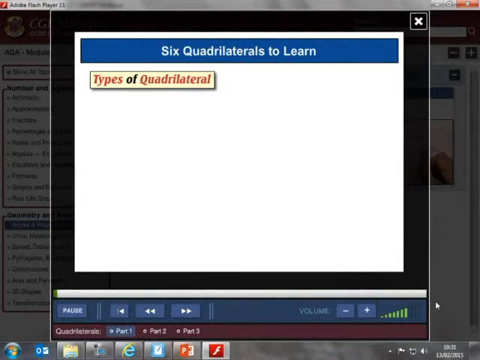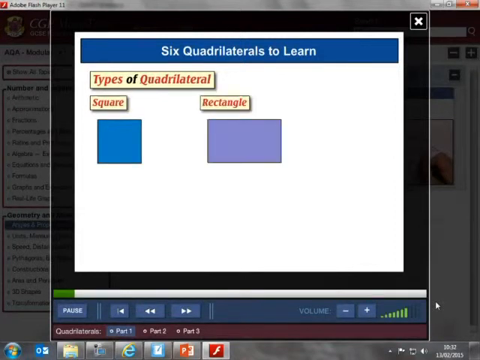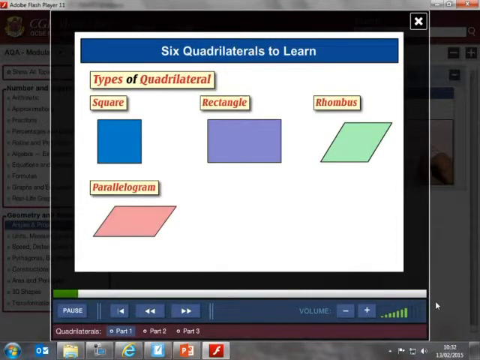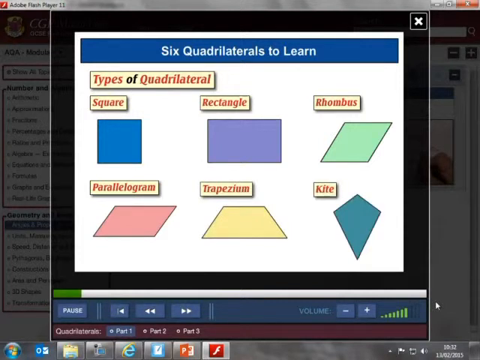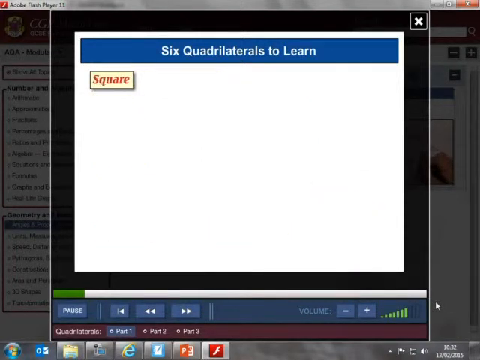Okay, triangles, 3 sides. Quadrilaterals, 4 sides. There are 6 types of them that you need to know. I am a little bit excited. Right, here we go. Square, rectangle, rhombus, parallelogram, trapezium, and kite. Let's start with the square.